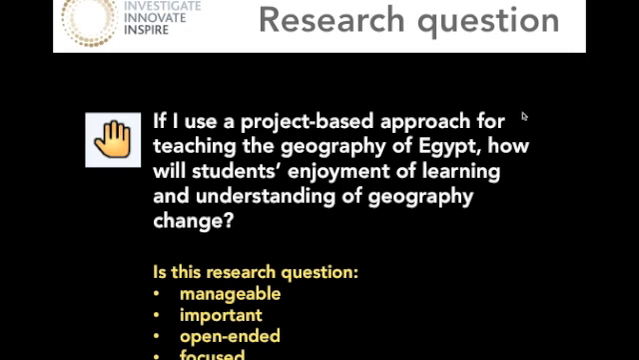Ooh, fun. See, I would love this. Yeah, me too. It'd be fantastic. Is the research question manageable? Before I use a project, yes. I will assess students during learning. Okay. What makes it manageable? What makes it manageable? Yeah.